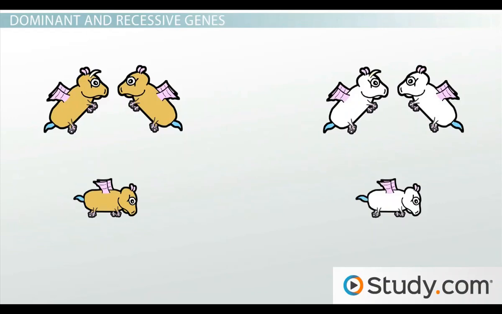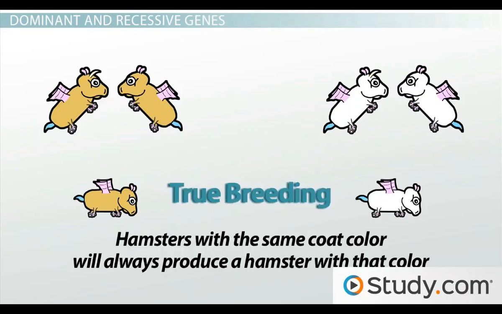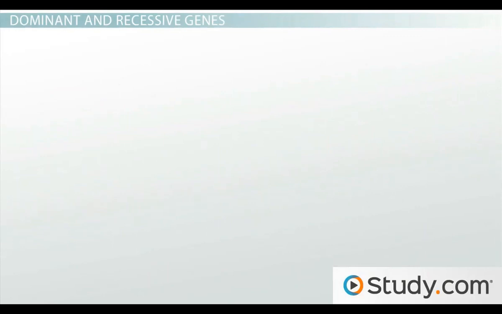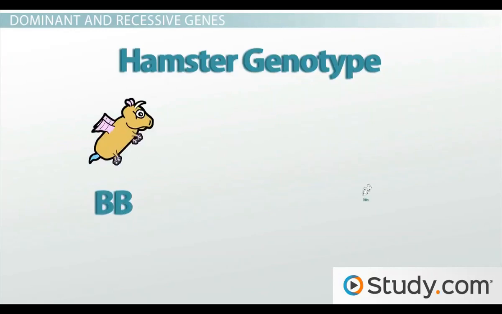So we know that these parent hamsters came from populations that are referred to as true breeding. What that means is, in terms of the trait we're talking about, brown hamsters that are mated with brown hamsters always produce more brown hamsters. White hamsters mated with white hamsters always produce more white hamsters. Since that's the case, we can infer that the genotype of these animals are big B, big B for the brown one, and little b, little b for the white one.